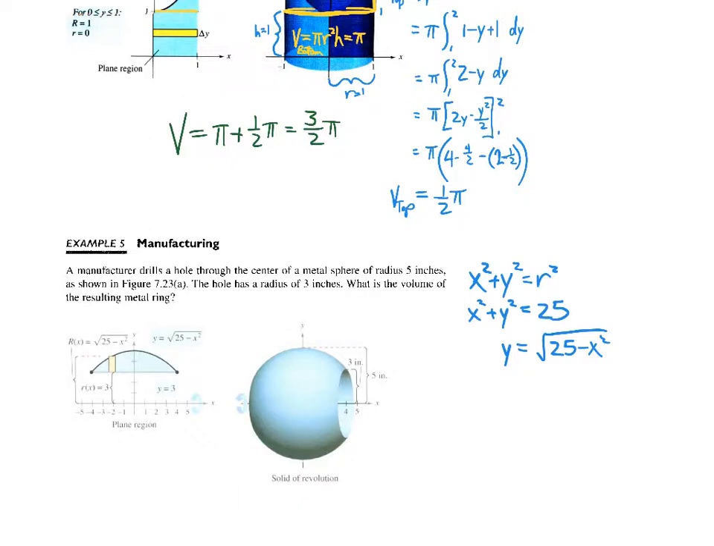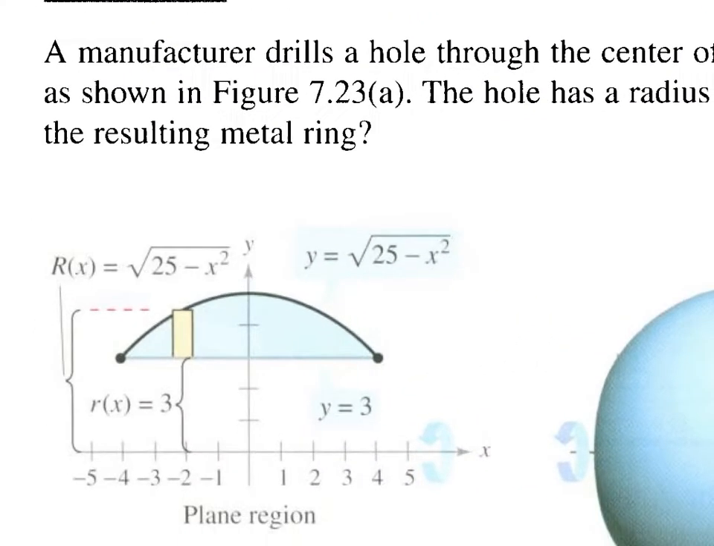Alright, so that's how, over here, they get that this outer radius is going to be the square root of 25 minus x squared. Now, if I want the inner radius, or that hole that I'm cutting out, to have a constant radius of 3 inches, then I could just use the line y equals 3 as my lower function. And that's why you see that here. Y equals 3 is that horizontal line.